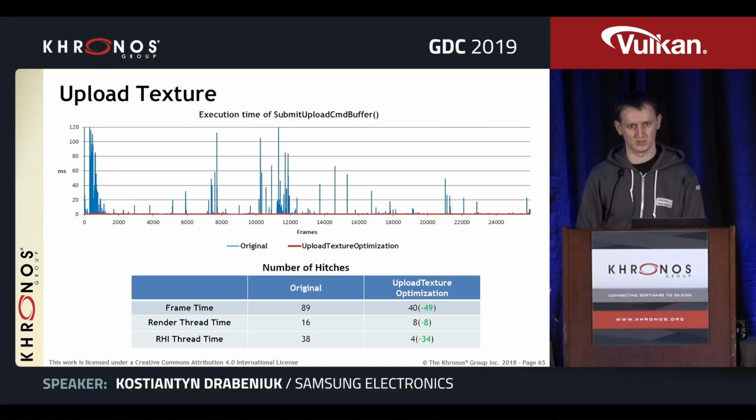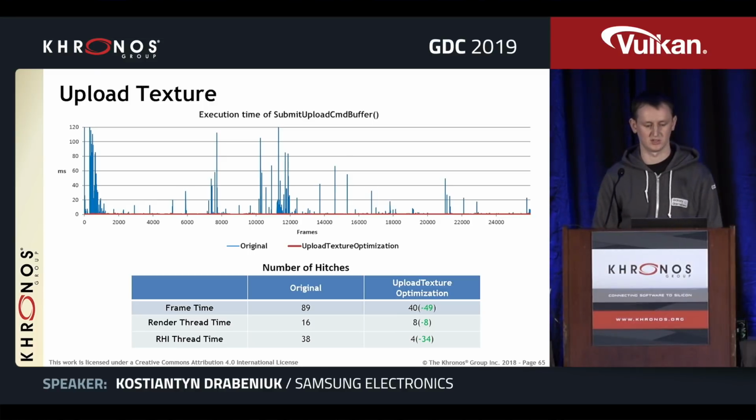And here you can see on the chart that there were hitches in the original version compared to the optimized version. After applying this optimization, hitches were reduced in frame time, render thread time, and RHI thread time.